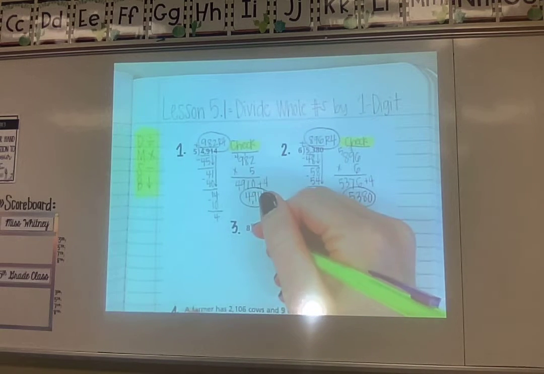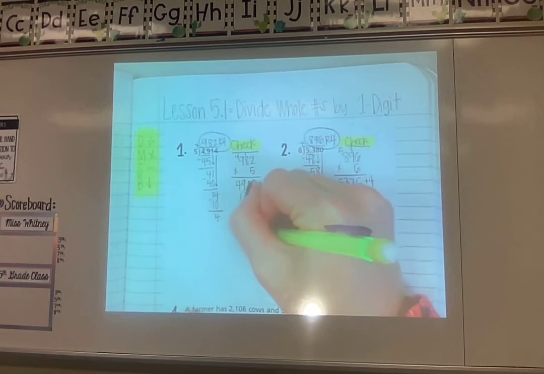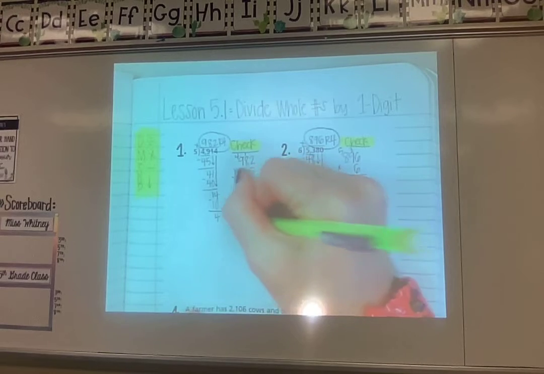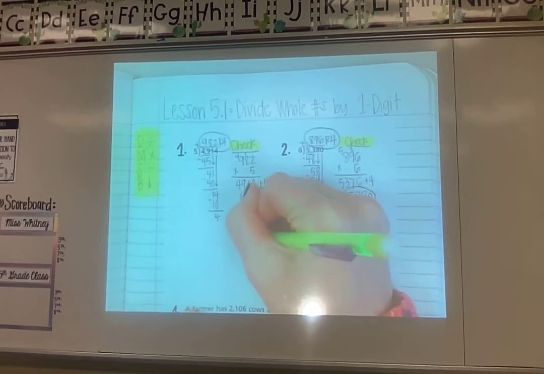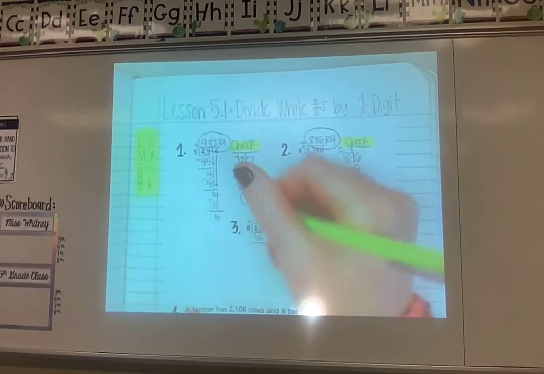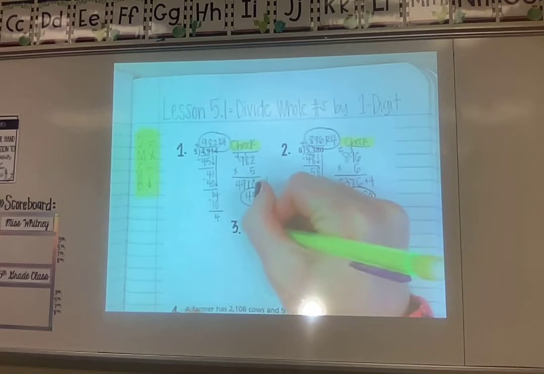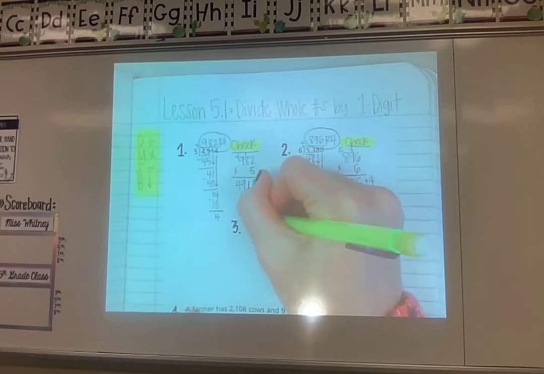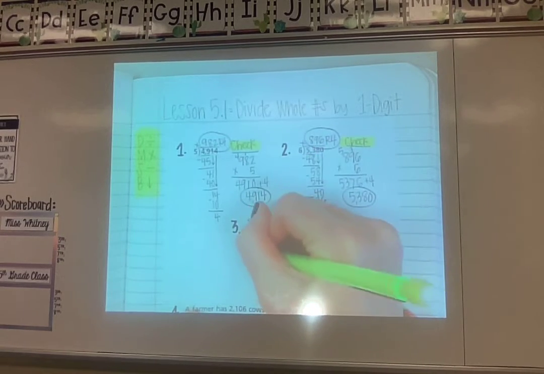8 will not fit into 6, so I'm going to look at 60. How many 8s will fit into 60? That would be 7. 8 times 7 is 56. Be careful on your subtraction. That gives me a 4. Bring down the 0. If I bring down, I go again. How many 8s will go into 40? That would be 5. 8 times 5 is 40, so when I subtract, I get a 0.